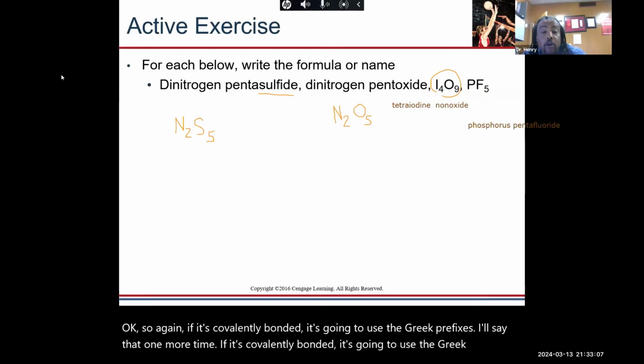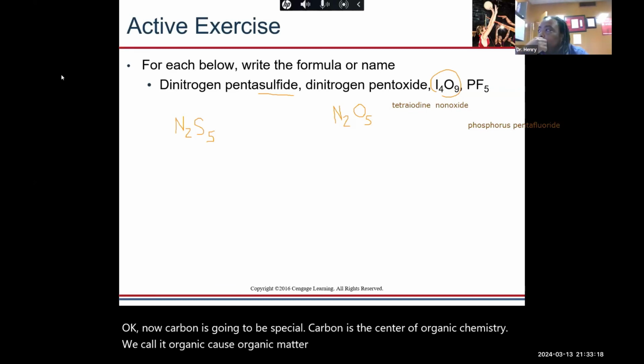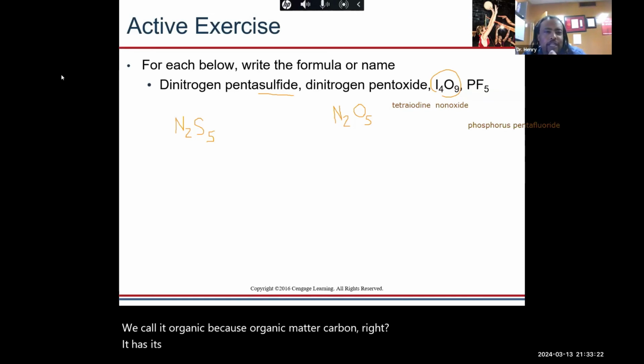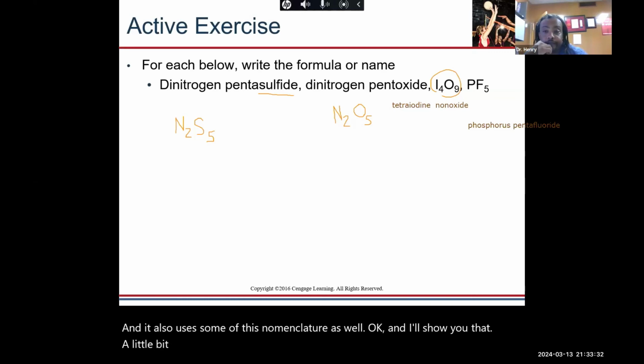Now, carbon is going to be special. Carbon is the center of organic chemistry. We call it organic because of organic matter, carbon. It has its own type of nomenclature, but it's very similar to this, and it also uses some of this nomenclature. I'll show you that a little bit later.